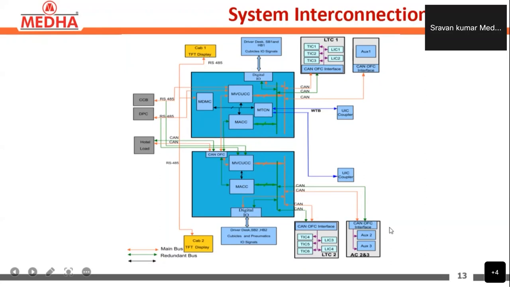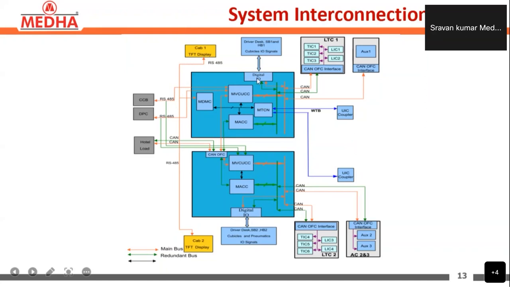And the displays communicate with the DMC card here, the data management computer. RS-485 communication is done between the MDMC and the displays here. In the same way, MVCCC has the communications with CCB, DPC, and hotel loads also. And the train communication network, the TCN card, has the wire train bus communication. So these are the couplers on the locomotive, through which we get the path for the control signal.